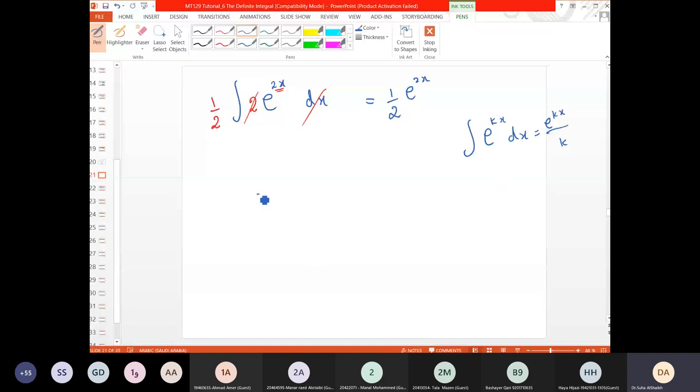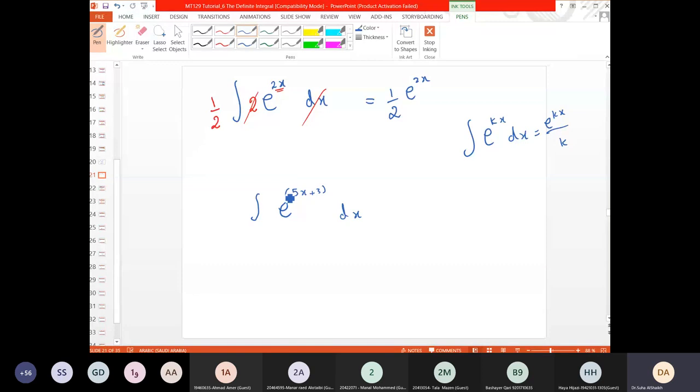Okay, what if I said you have the integration of exponential of, let me change the 2, let's make it 5x plus 3 dx. Again, the same thing. It is e to a power.